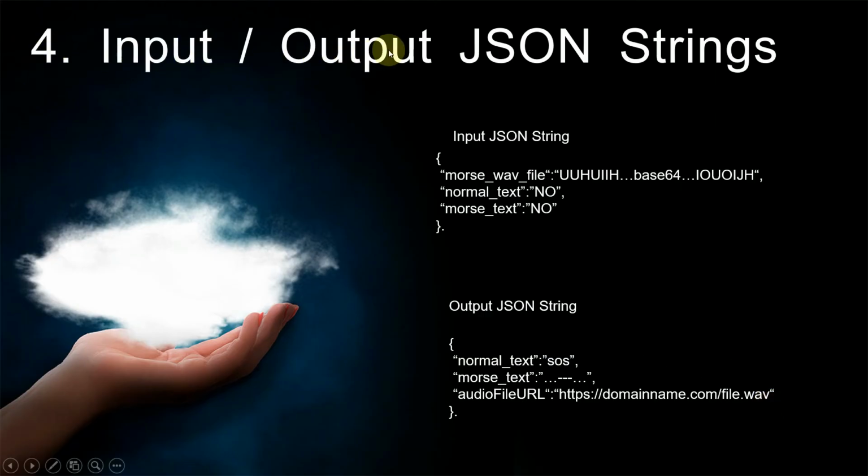Input and output JSON strings. The input JSON string is versatile. You may input an audio wave file as a base64 encoded string, normal text or Morse text. The output JSON string returns normal text, Morse text and or audio wave file, depending on how the input JSON string is configured.